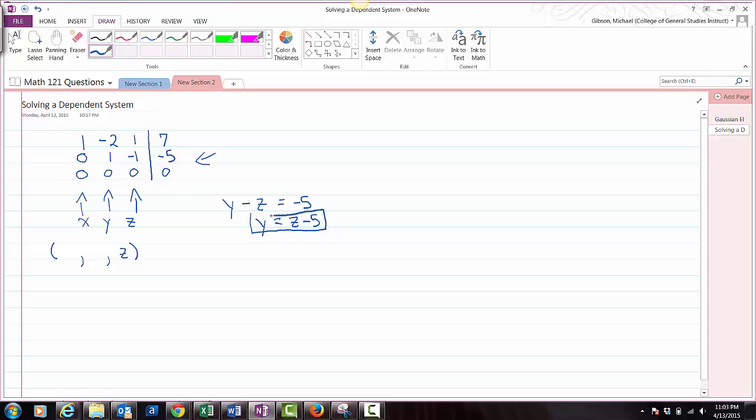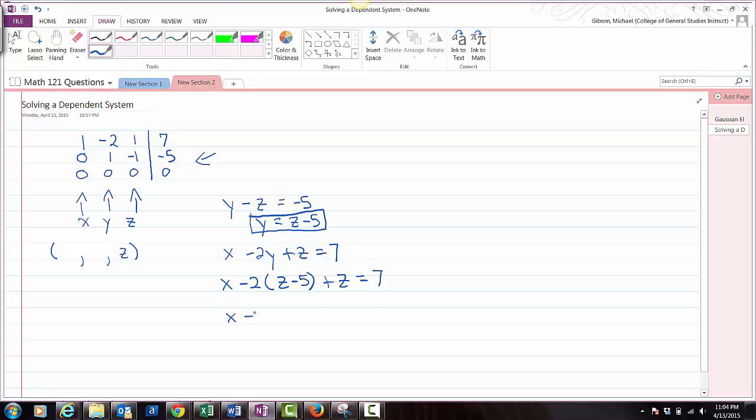It's a little bit different, right? It's got the z in it, but since we don't have a value for z, it's the best we can do. Then we go back up to the first equation, and that first one says x minus 2y plus z equals 7. Then we're going to stick this z minus 5 in for y. x minus 2 times (z minus 5) plus z equals 7.